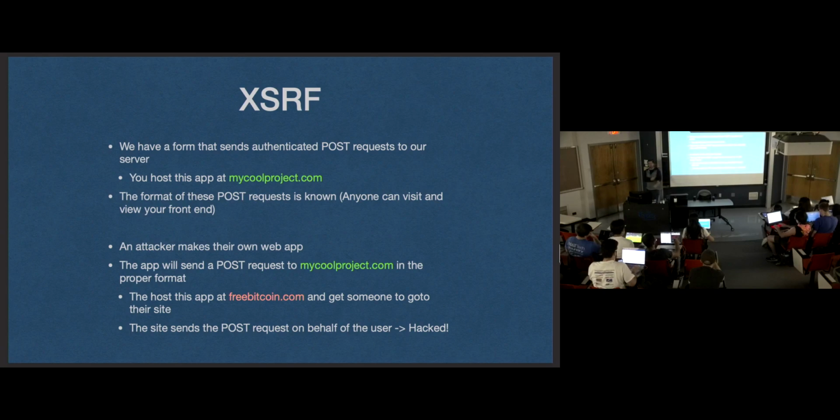So they know the format of that POST request. They write JavaScript: I'm going to send mycoolproject.com this POST request. As the user, this is JavaScript running on the user's machine when they go to this site. So it's going to look like a legitimate request, but it's going to be sent by freebitcoin.com, whoever wrote that site, and they're going to send whatever they want, which is draining your bank account or posting on your authenticated post some silly, ridiculous thing. This is a cross-site request forgery attack.